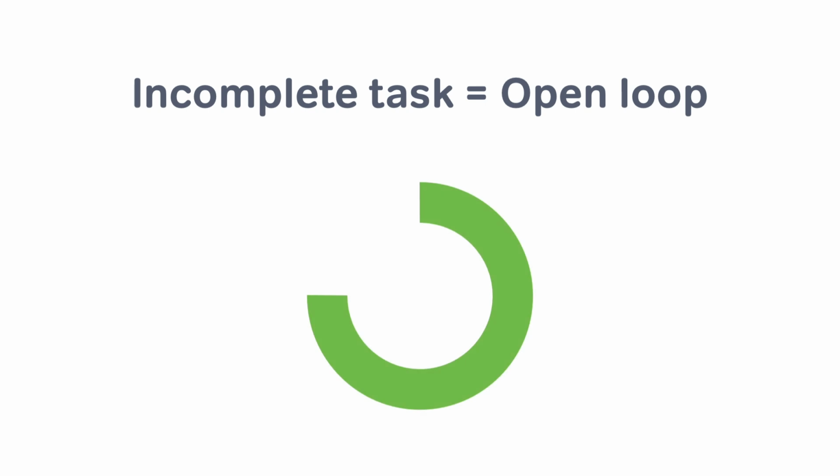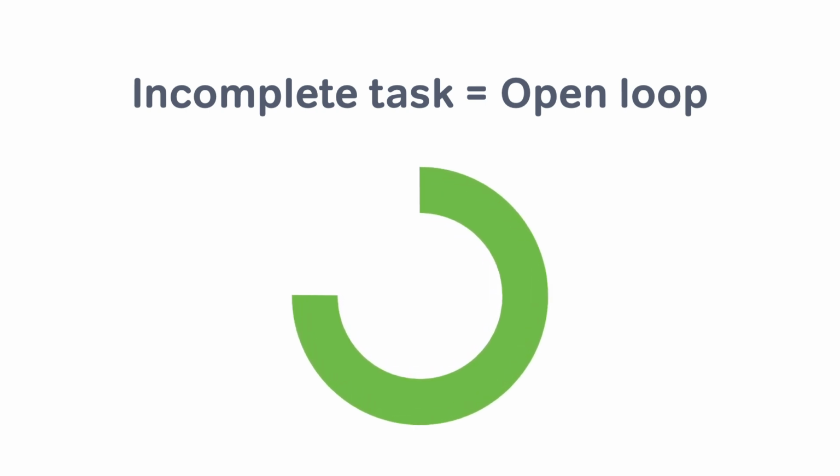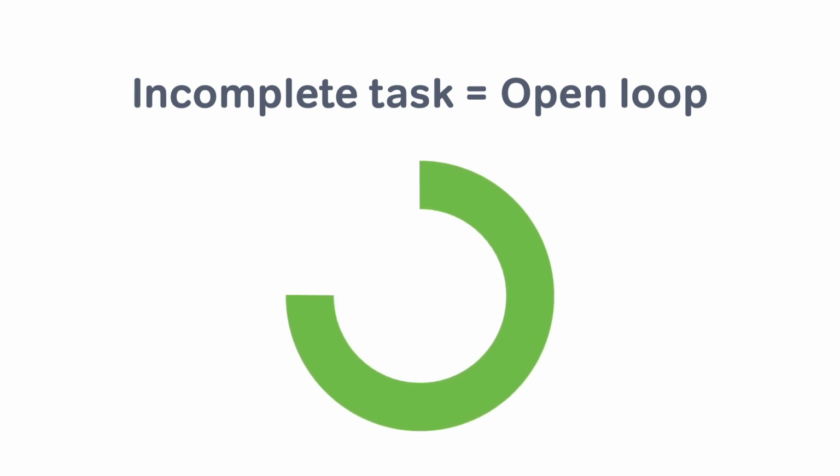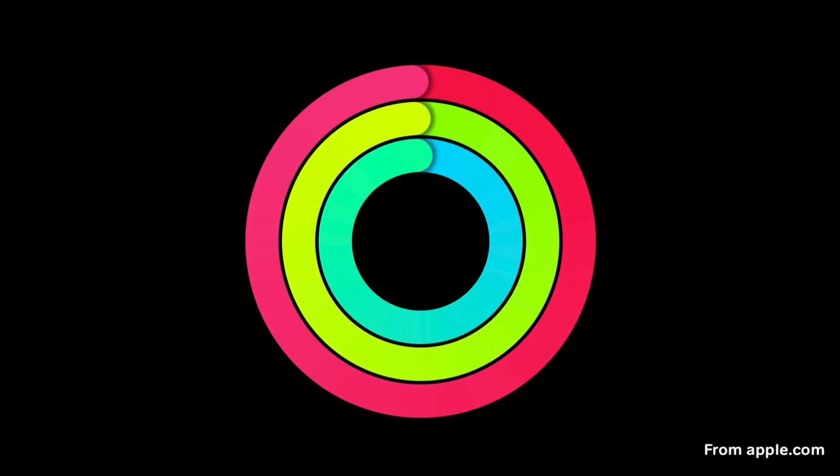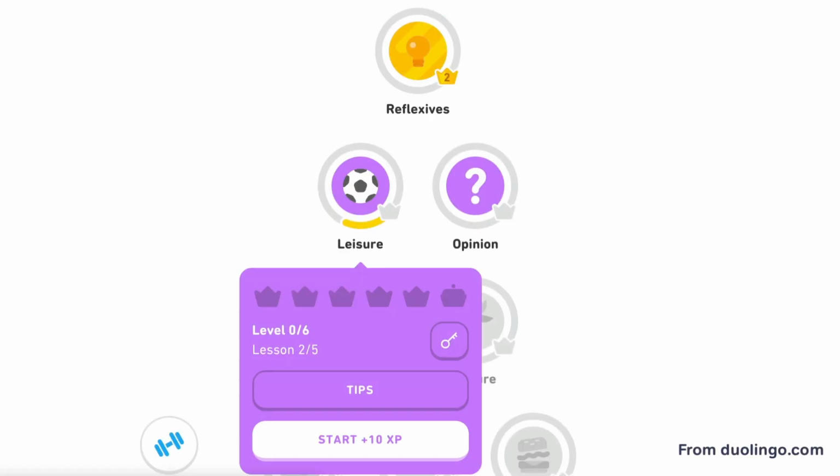Now, each of these tasks is incomplete or an open loop until you've actually done them. So until you've written that report, you have an open loop. When the report is written, the loop can be closed and you can forget all about it. You've probably seen this concept of closing loops to show progress before. For example, Apple uses rings on its fitness app, and Duolingo uses loops to show what levels have been completed.